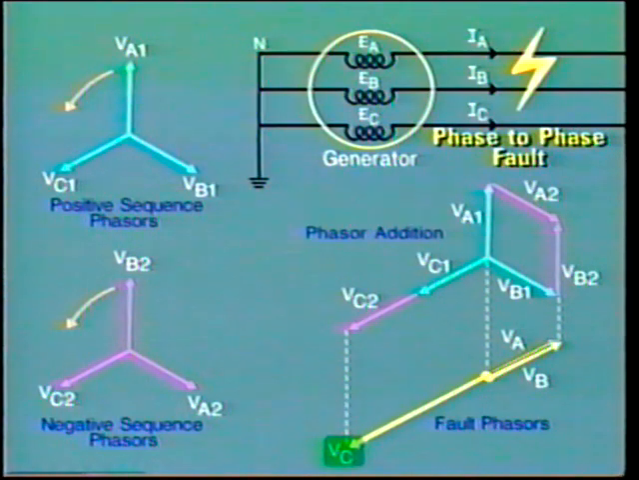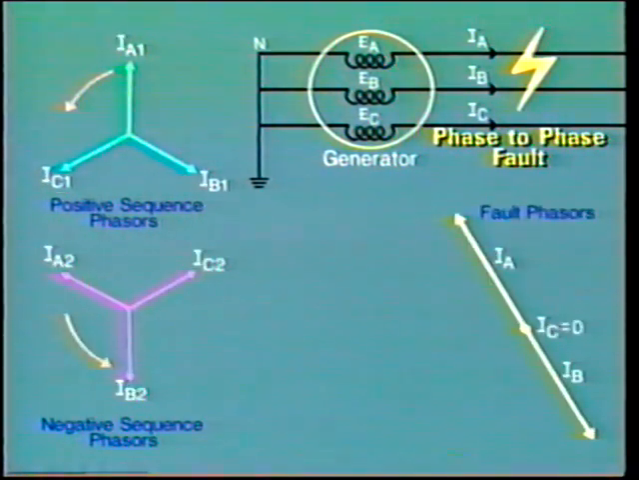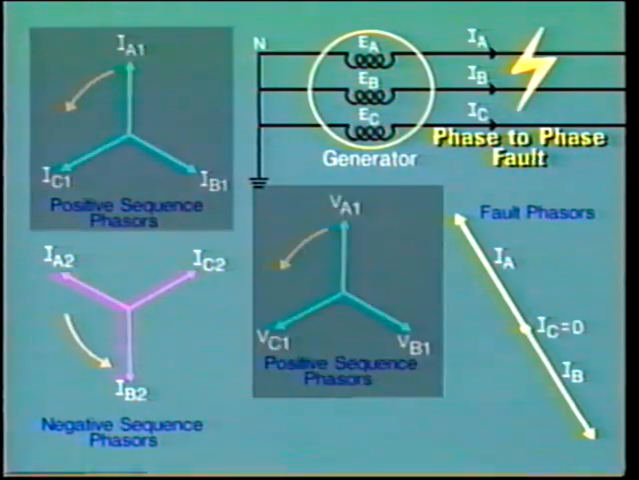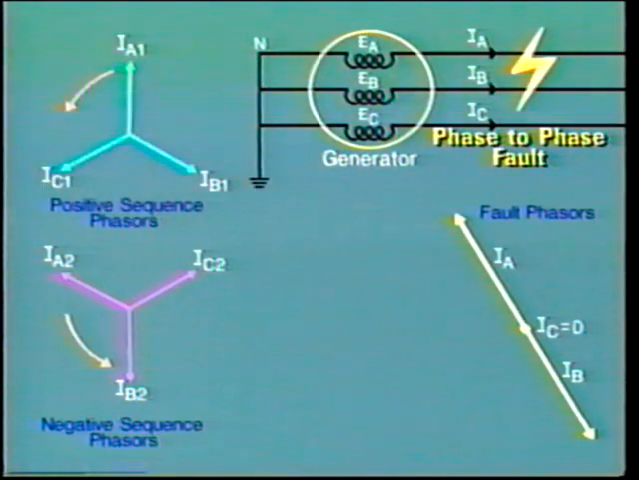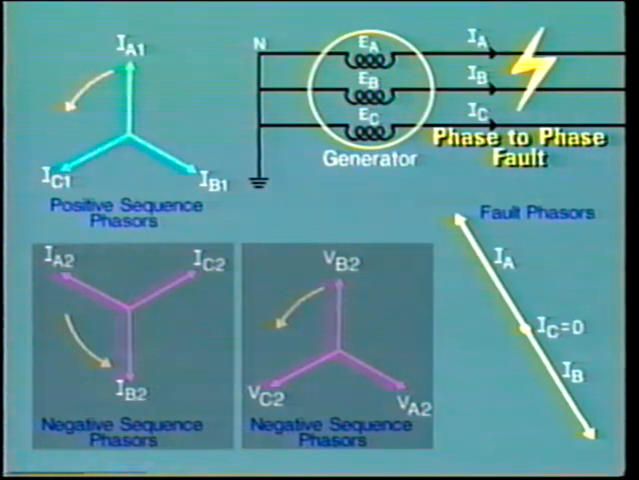The phase voltage in the unfaulted line VC equals VC1 plus VC2. And as they are in phase and of equal value, the magnitude VC equals 2 VC1 equals 2 VC2. Here we see the current phasors for this phase-to-phase fault. Note that positive sequence current phasors are in phase with positive sequence voltages. By contrast, negative sequence currents are in the opposite direction to negative sequence voltages.